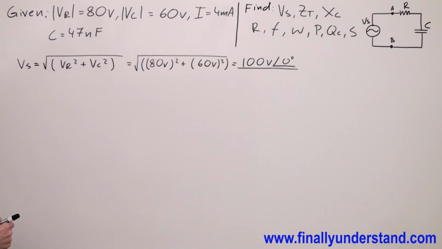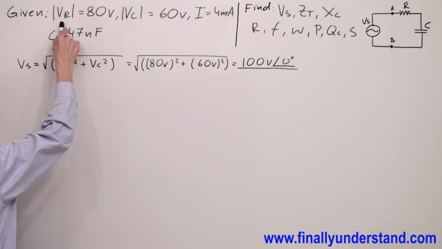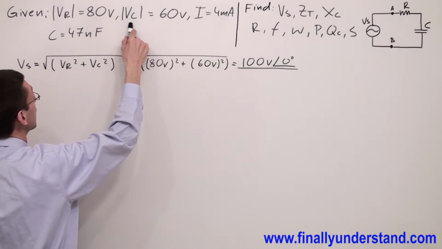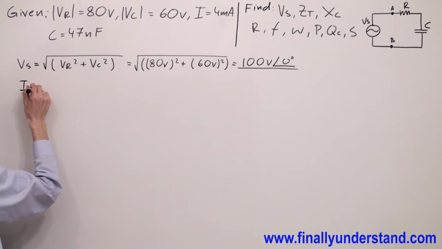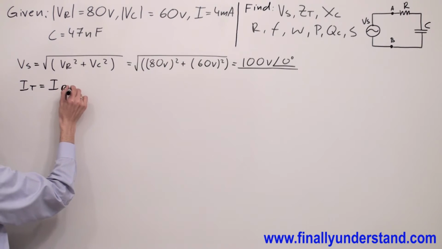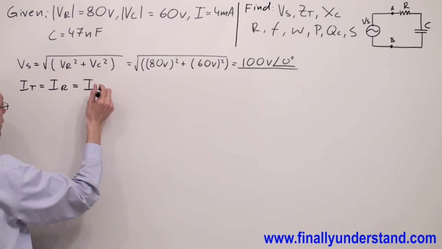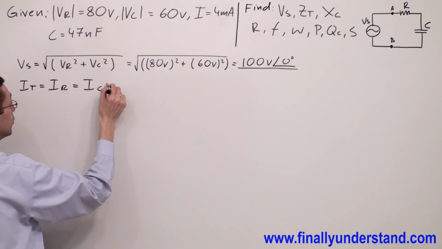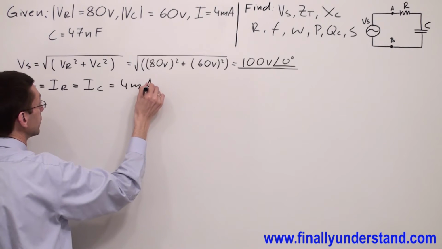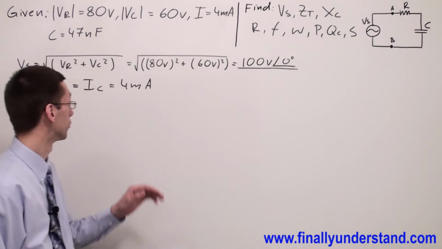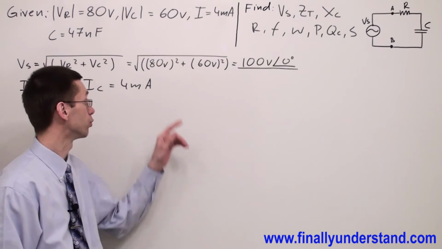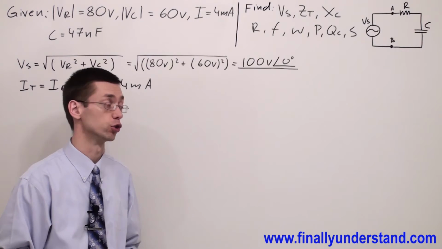Next, we're supposed to find resistance and capacitive reactance. Why? Because voltage across the resistor is given, current is given, voltage across the capacitor is given, and current is given. You're supposed to realize that I total is equal to IR and is also equal to IC. And we said this is equal to 4 milliamps. Please realize that the value of current is not complete. Why? Because we are missing angle.